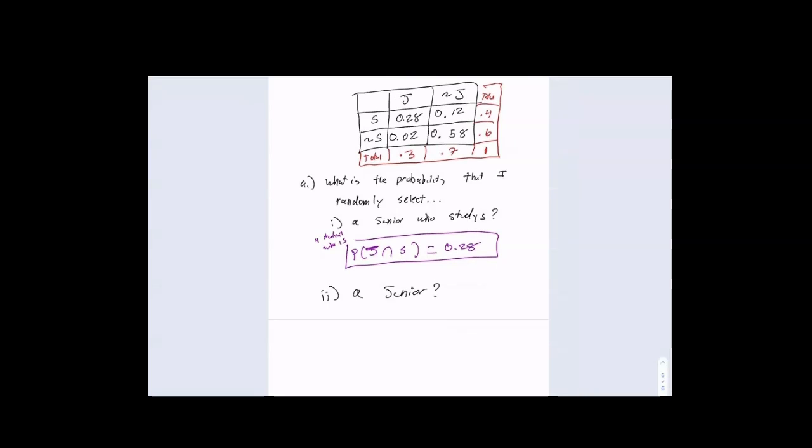So what's the probability I select a junior? Now this is a marginal probability. There's no dividing. That's the thing about these ones. There's no dividing, at least in these basic problems, in finding the answer. So what's the probability that a student is a junior? 0.3. That's it right there. The answer is just right there on the table.